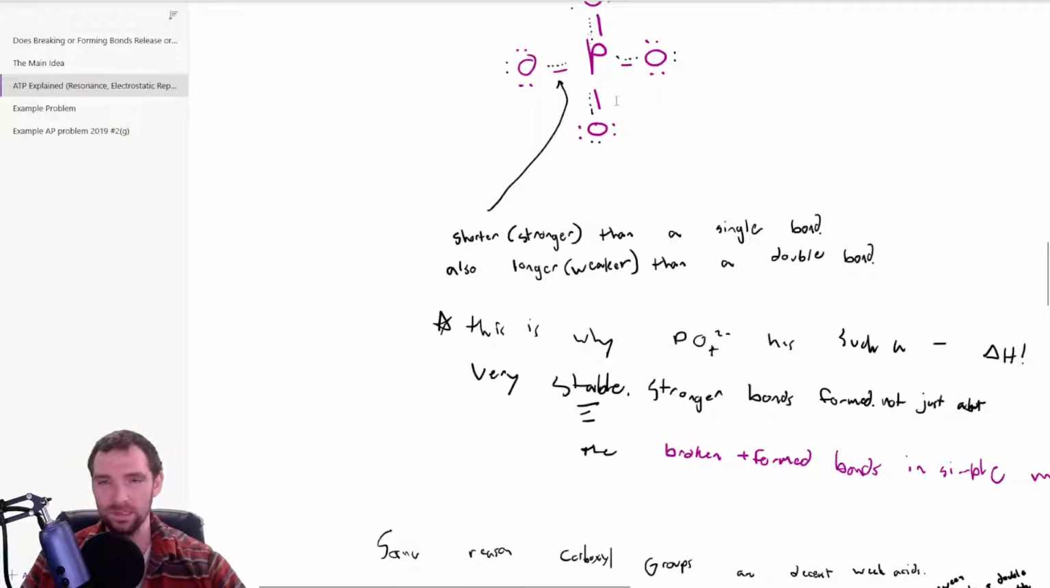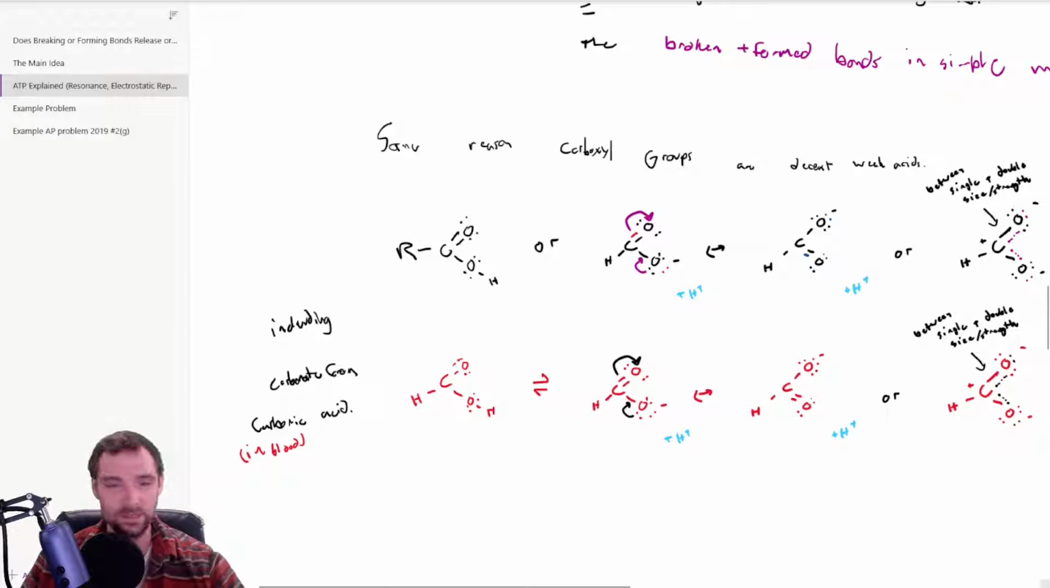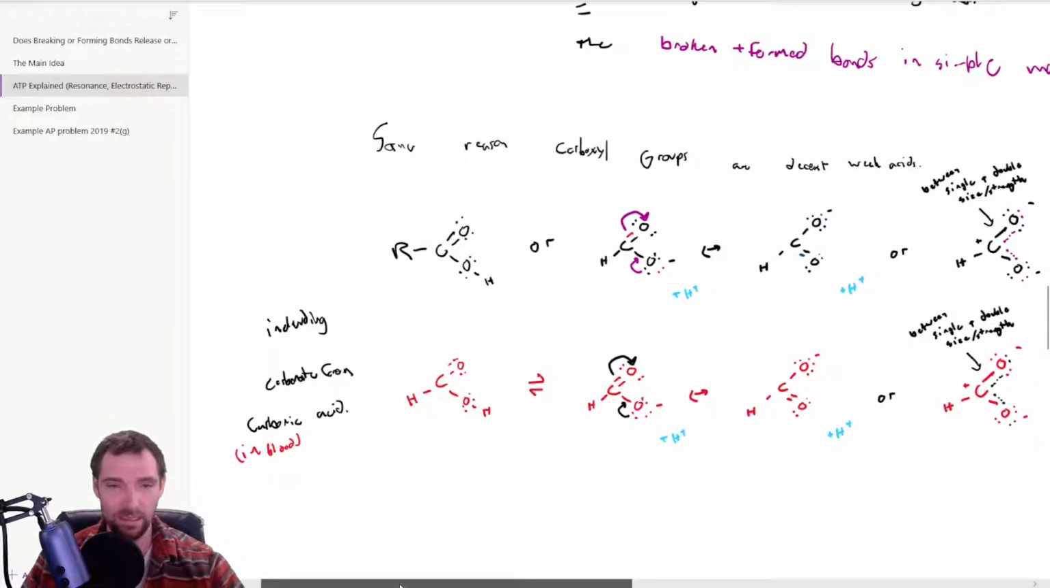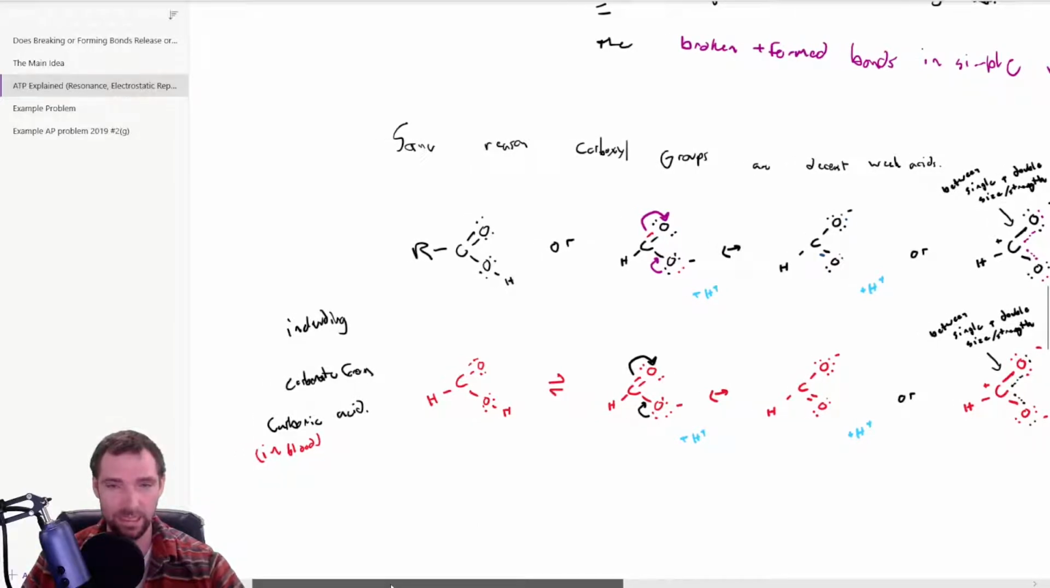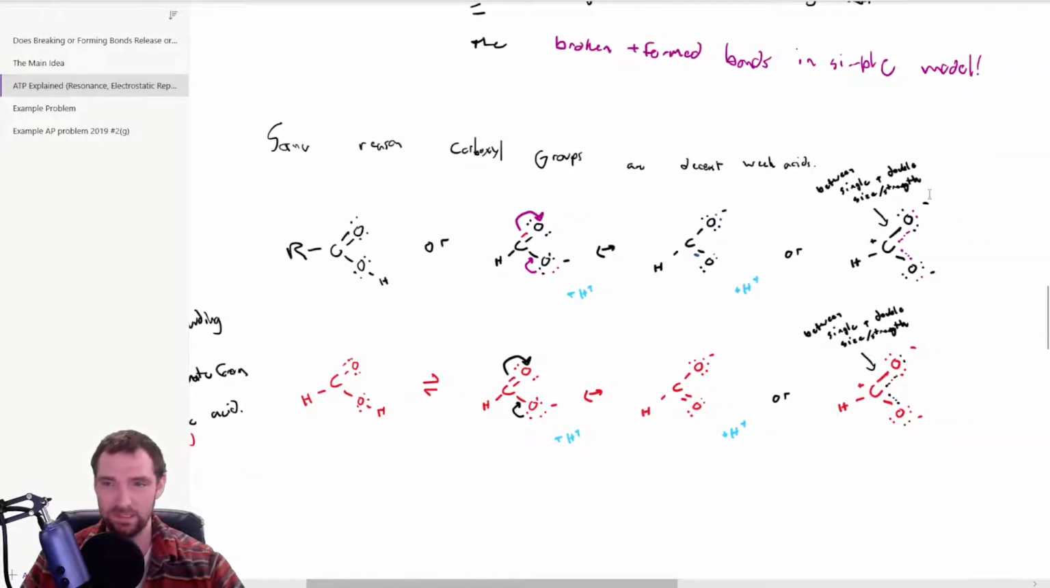And so you get a lot of stability from that ion, which causes that to be very, very favorable to form. It's the same reason that you see carboxylic or carbonate and carbonic acid, why that's a pretty good acid. You get this resonance structure that is very, very stable.